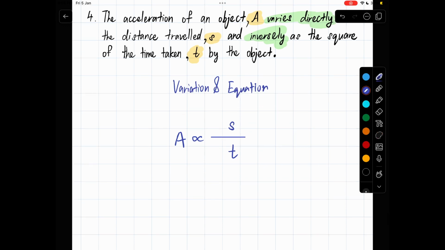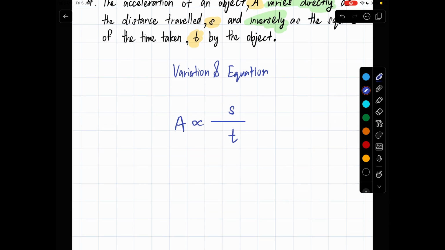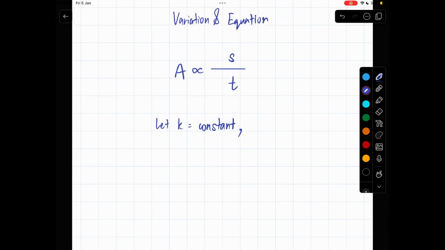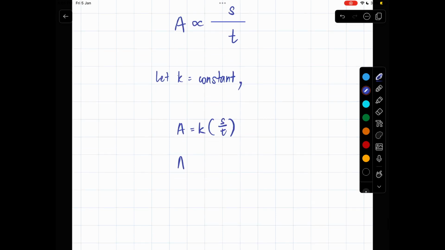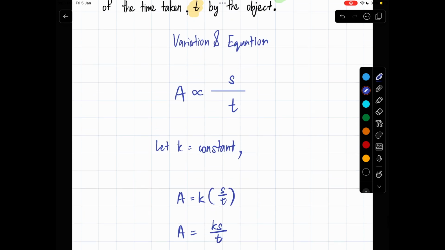And as for the equation form, since there has been no terms given, you can straight away write it down as let k equal the constant. It is better to write this down so that the examiner knows that you know what you're doing. In case you do not write it, it's still fine. They're not going to penalize your marks, but it's better to have it written. A equals k times s over t. For those who are curious, yes, you can write it down as ks over t. It is completely optional and it's completely fine.